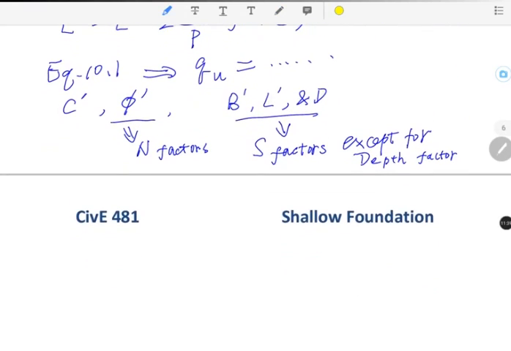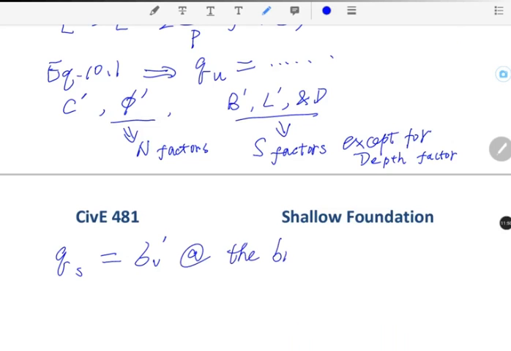And Qs equals the effective vertical stress in the soil at the bottom level of the footing.